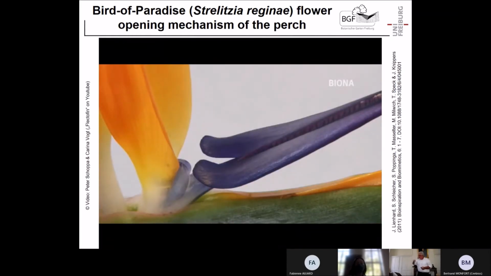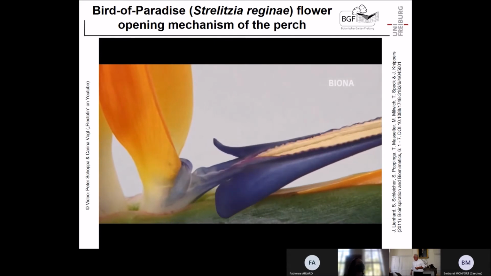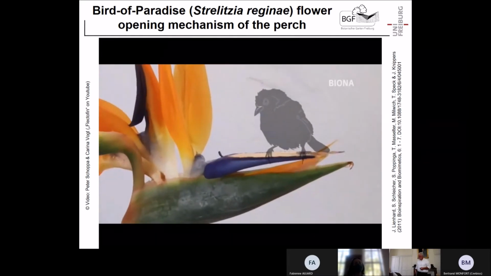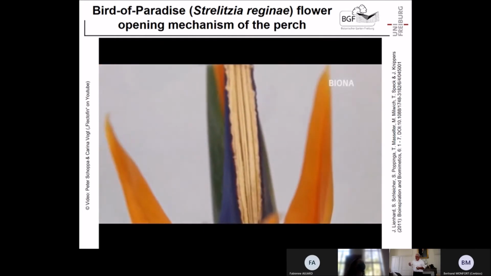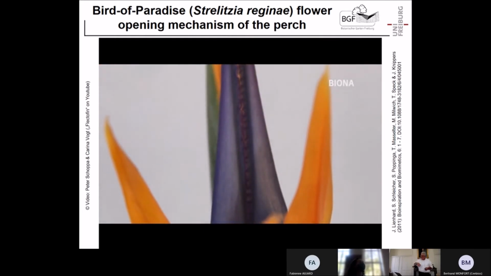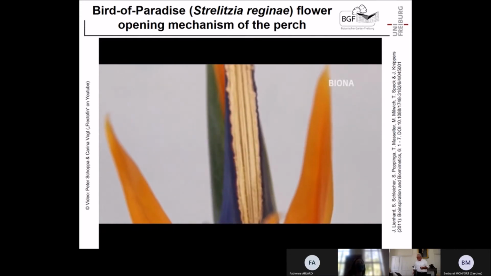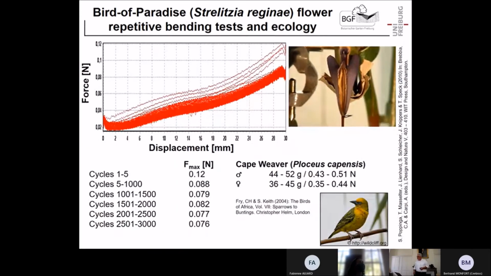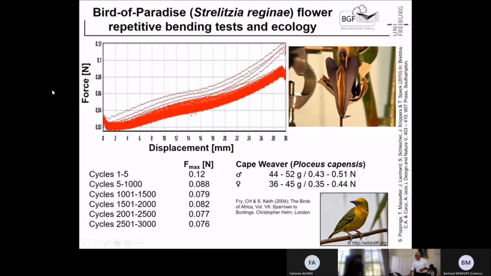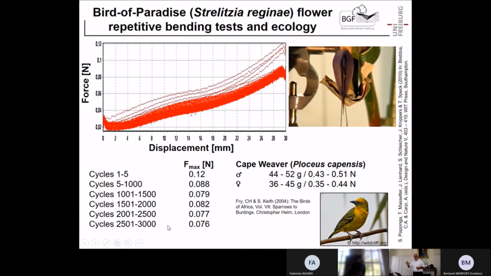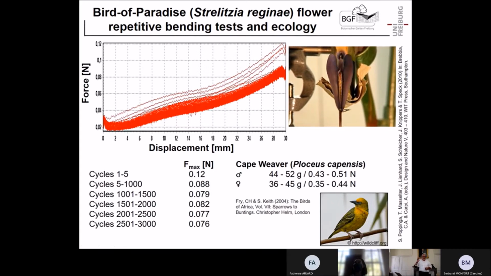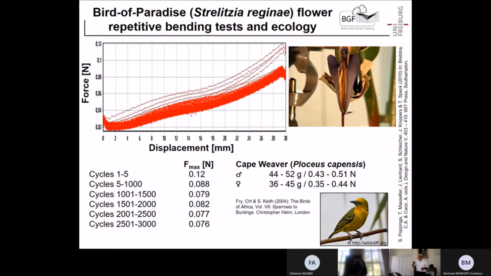Here you see a nice video, and you see the opening of the perch, and the yellow stuff is the pollen, and by opening the perch, the pollen can be placed on the feet of the bird, which flies to the next flower and makes the pollination, because the bird wants to feed on nectar, which is at the base of the flower. Okay. What's interesting, we did tests how often can we open this perch, and we can open it with nearly exactly the same force displacement curves you see here, 3,000 times. We just stopped it, and it was after 14 hours, and my postdoc said you can do what you want, but I go home.